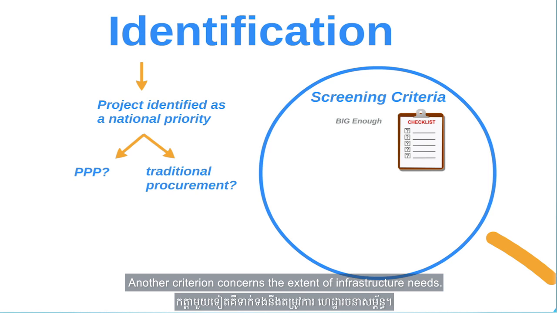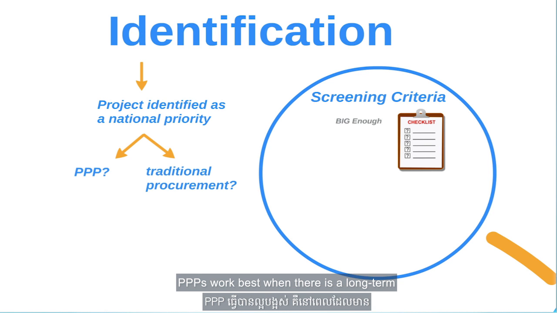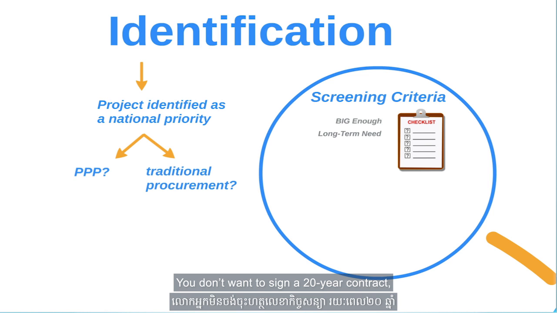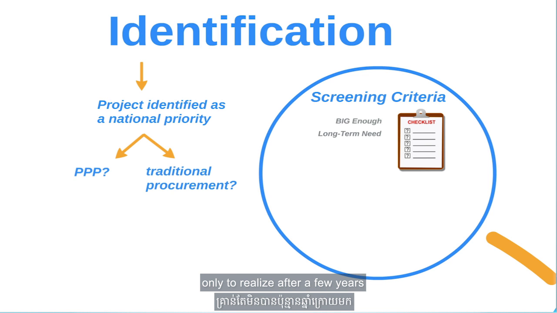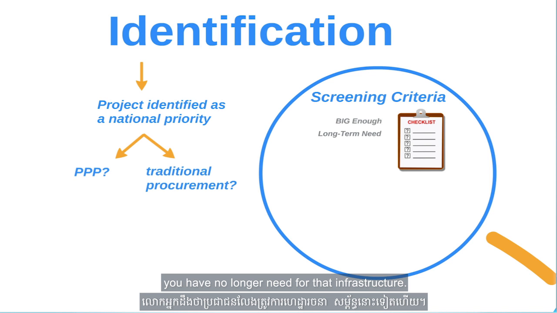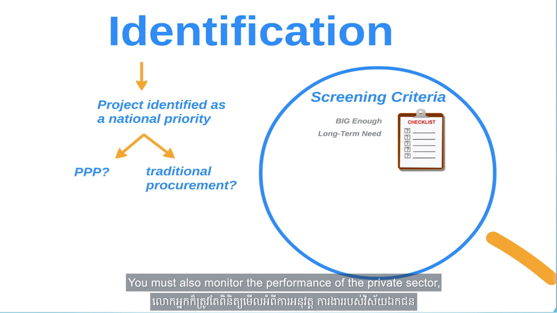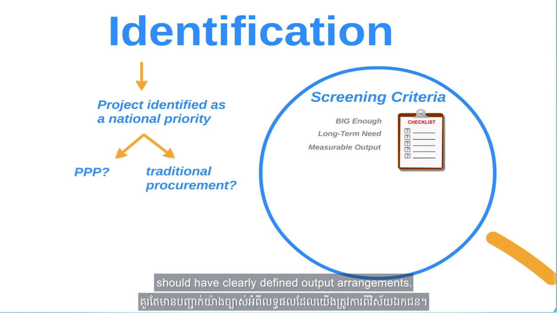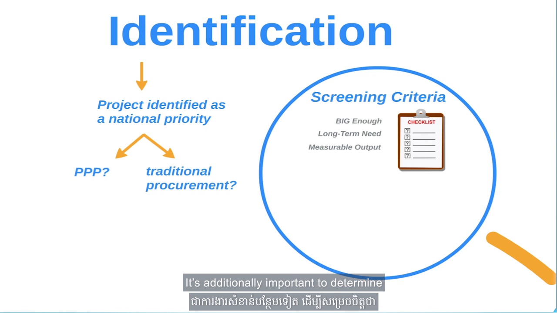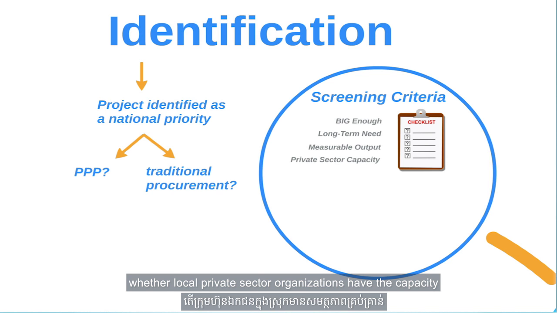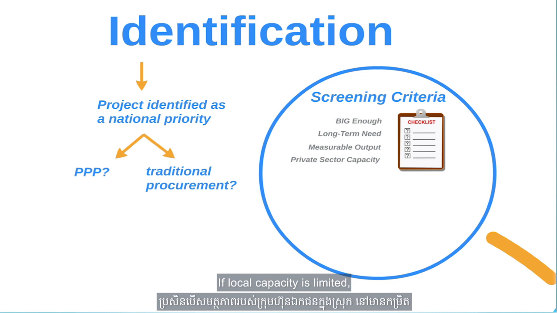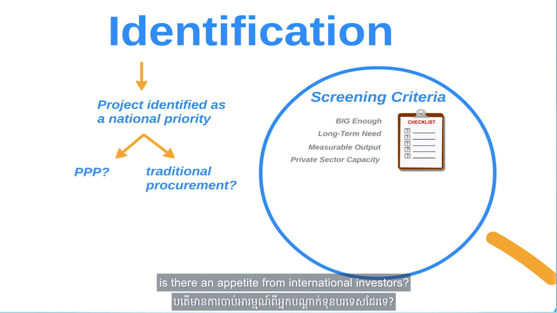Another criterion concerns the extent of infrastructure needs. PPPs work best when there is a long-term, predictable need for infrastructure. You don't want to sign a 20-year contract only to realize after a few years you have no longer need for that infrastructure. You must also monitor the performance of the private sector, which means that the project should have clearly defined output arrangements. It's additionally important to determine whether local private sector organizations have the capacity to manage this kind of long-term project. If local capacity is limited, is there an appetite from international investors?